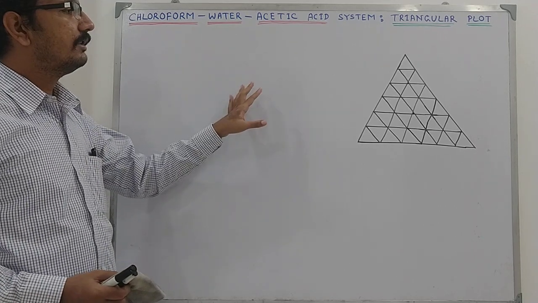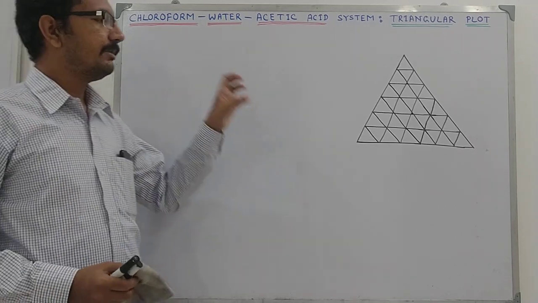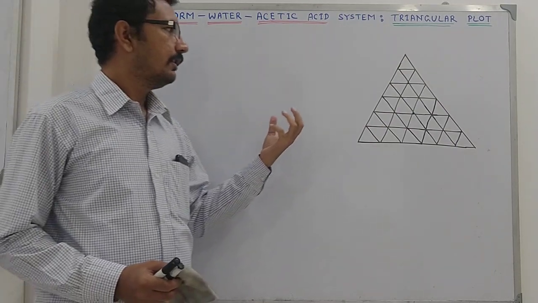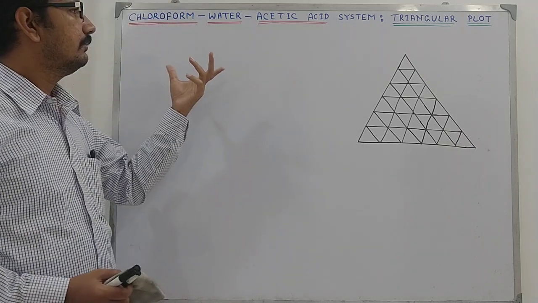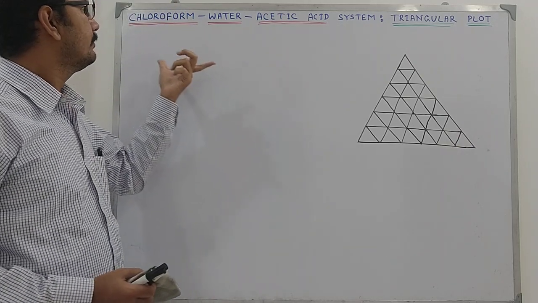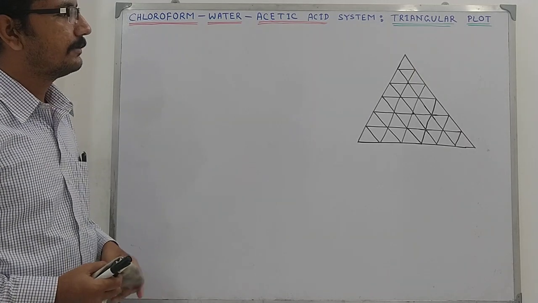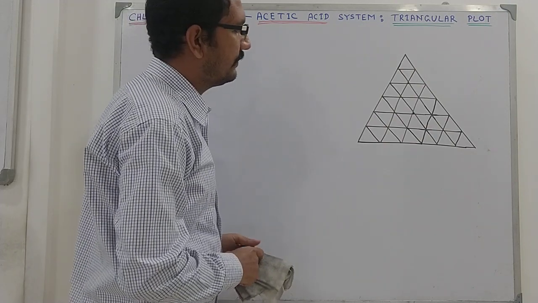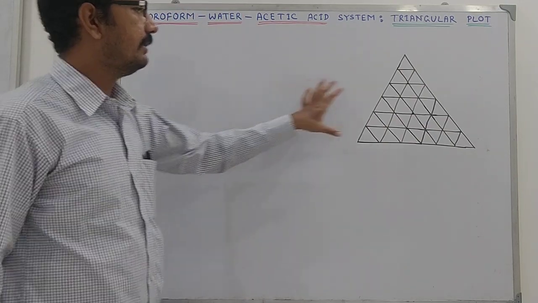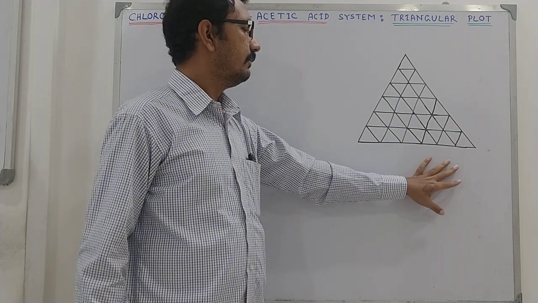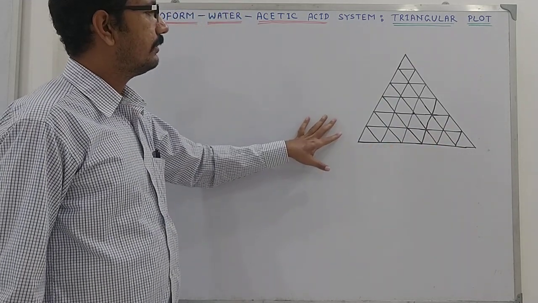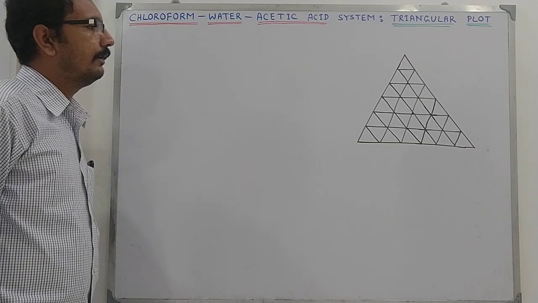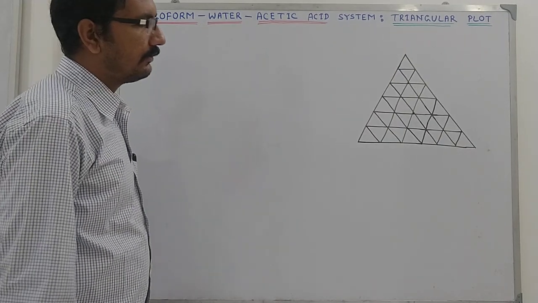Now for such systems, physical chemists have developed a tool to deal easily with such systems. Now in this regard, a triangular plot is very much important. This tool has been designed by physical chemists to discuss the phase of such 3-component systems. Now what is this triangular plot?